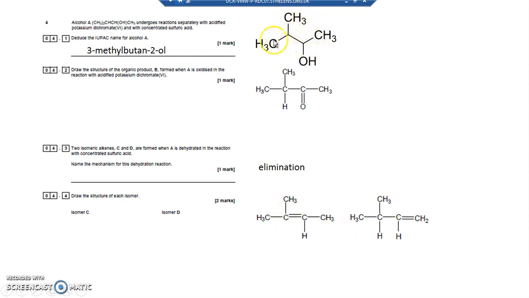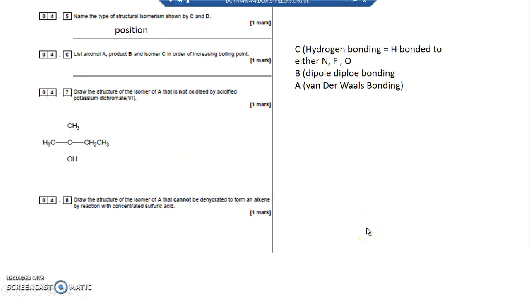So this one with hydrogen bonding is going to have the highest boiling point, and then product B is going to have the next highest boiling point because it's got a polar bond here, so it's going to have dipole-dipole intermolecular forces, and these have got the lowest boiling point with van der Waals.